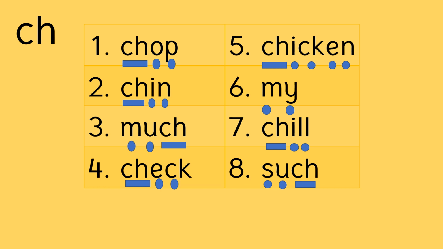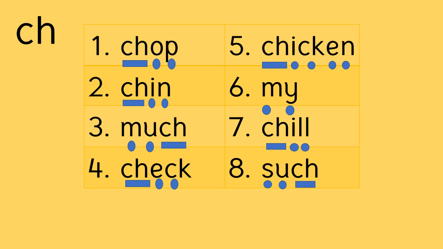Number 1, ch, o, p, chop. Your turn. Number 2, ch, i, n, chin. Your turn. Number 3, u, ch, much. Your turn. Number 4, ch, your turn. Number 5, ch, i, k, e, n, chicken. Number 6 is our tricky word, my. Number 7, ch, i, l, l, chill. And number 8, our final one, s, u, ch, such.